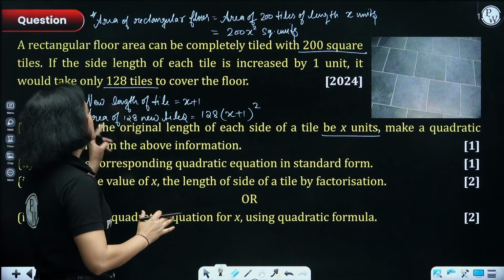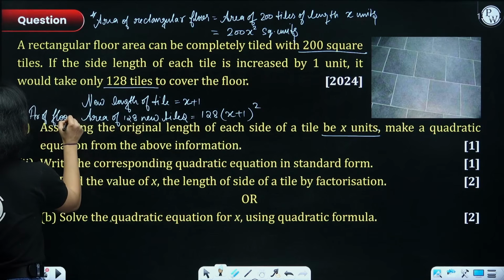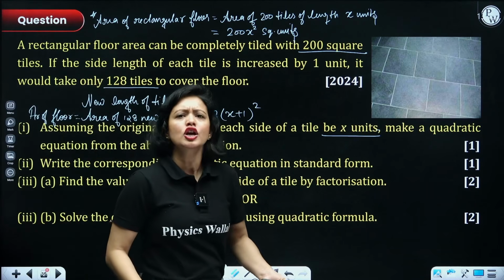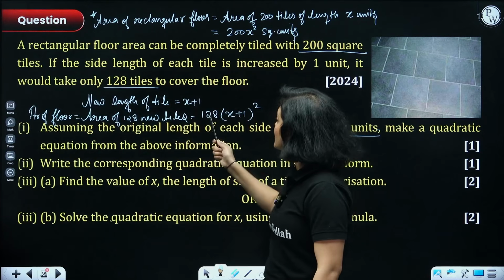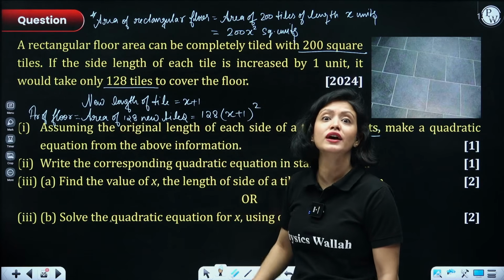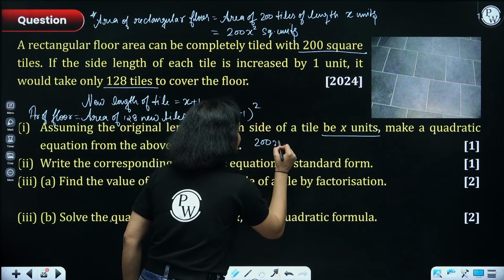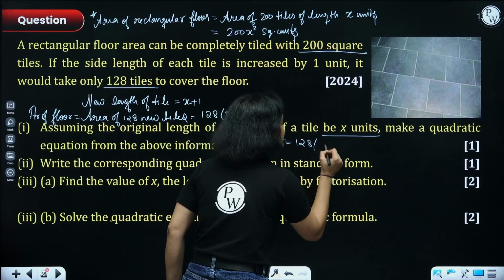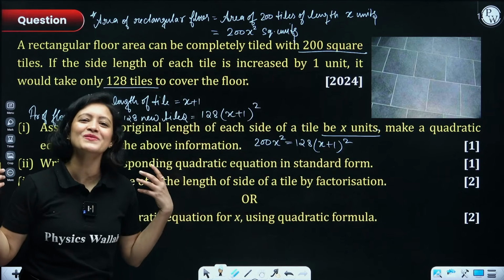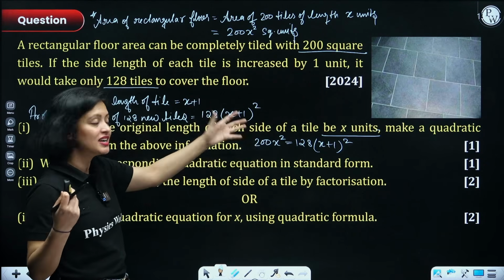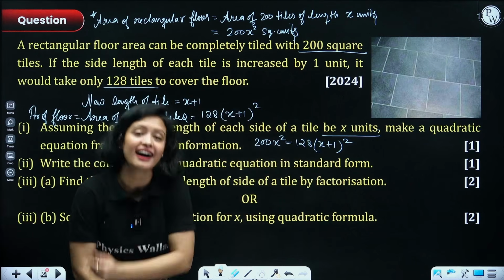चलो. Now, this is again area of rectangular floor. Area of floor, right? Because the same floor is being covered by the tiles, right? So area of rectangular floor is equals to 200x square. The area of floor is also equals to 128 multiplied with x plus 1 whole square. So मतलब क्या है? मतलब कि 200x square is equals to 128 times x plus 1 whole square. Yes or no? The area of 200 original tiles is equals to the area of 128 new tiles, because they are both covering the same area of the floor.